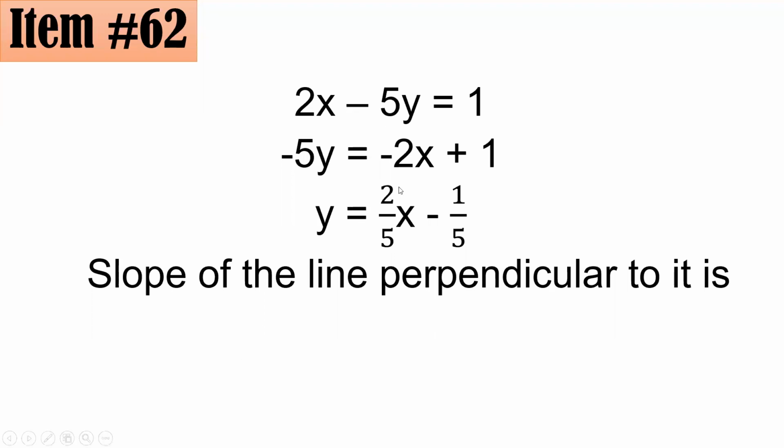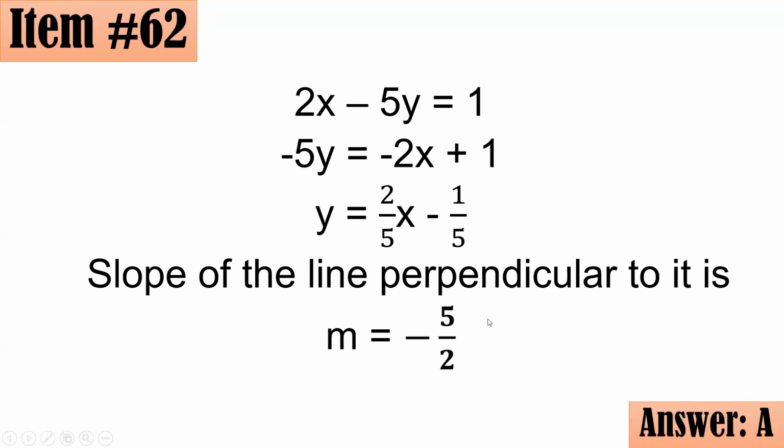So what is the negative reciprocal of 2 fifths? That would be negative 5 halves. So you take the reciprocal and change the sign. Negative here, positive becomes negative. If it's negative here, then its negative reciprocal will be positive. So hence, if you answered negative 5 halves, then you are actually correct.